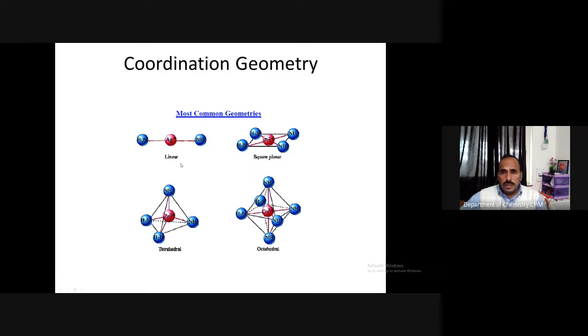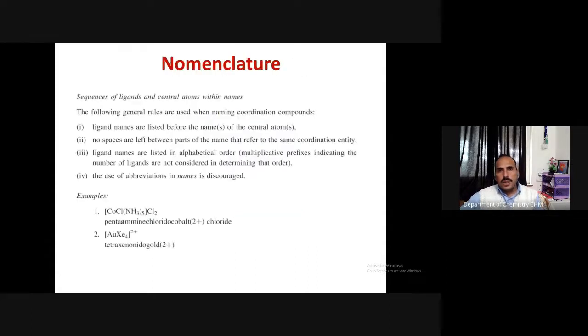Geometries could be linear, square planar, tetrahedral, octahedral, or there are so many others, trigonal bipyramidal or square pyramidal, right? There are so many geometries, which we will be discussing over the course of the next many lectures. Okay. Nomenclature, although it's not part of the syllabus over here, but in the first class I just take it, and especially the kappa convention is one that I would like to make you familiar with.